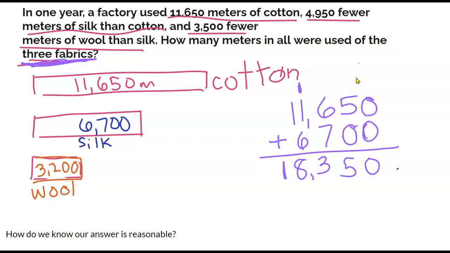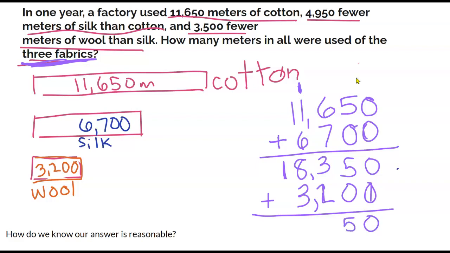Okay. All right. So now let's go ahead and add our wool. So I'm going to add 3,200 to this number. Sorry, my pen's acting up. Okay, so we're going to do 0 plus 0 ones, which is 0 ones, 5 plus 0 tens, which is 5, 300s plus 200s is 500s, 8,000 plus 3,000 is 11,000. I'm going to take 10 of those thousands, turn them into 10,000. So we have 1 plus 1, which is 2.